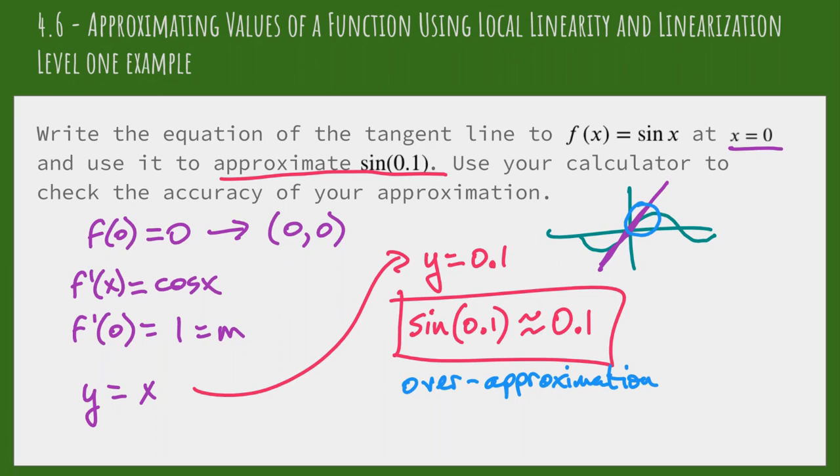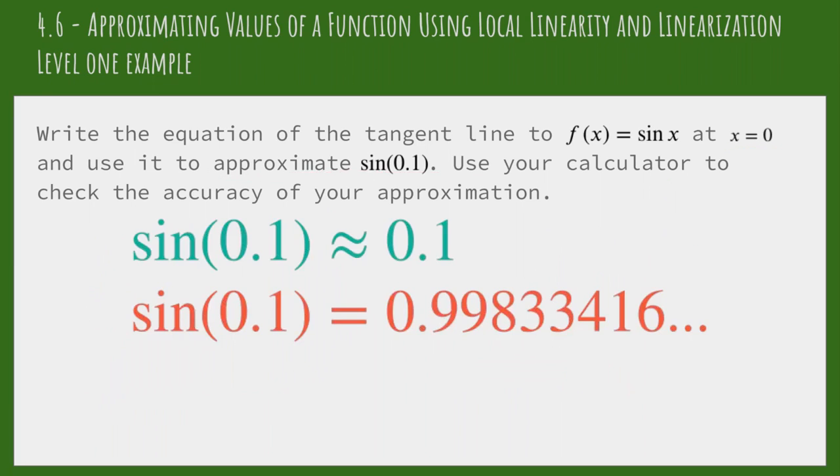So the value of the sine of 0.1 is about 0.1, but we actually know it's a little bit less than 0.1 because the sine curve is concave down on this interval. If we plug sine of 0.1 in our calculator, make sure that you're in radian mode when you do that. Sine of 0.1 is approximately 0.1. That's our answer from the linear approximation.